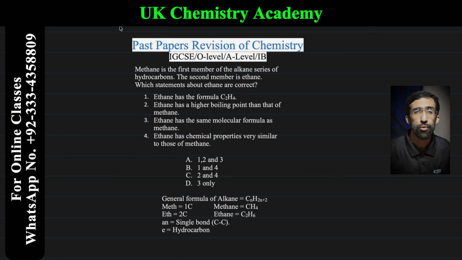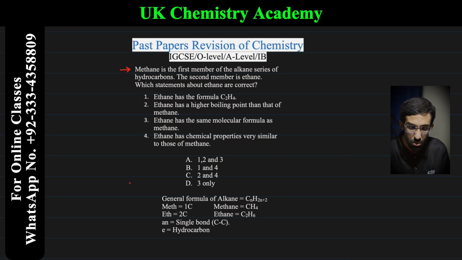As you know, we are solving the past paper of chemistry. Our today's MCQs are about organic chemistry. Now let's come to the statement. Methane is the first member of the alkane series of hydrocarbons. Alkanes are organic compounds which consist of only carbon and hydrogen. The second member is ethane. Which statements about ethane are correct?